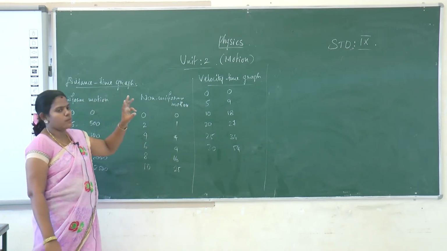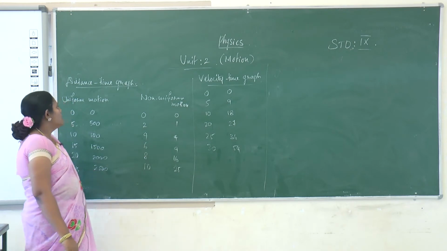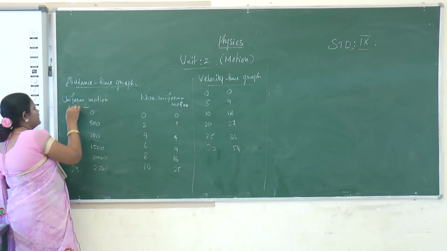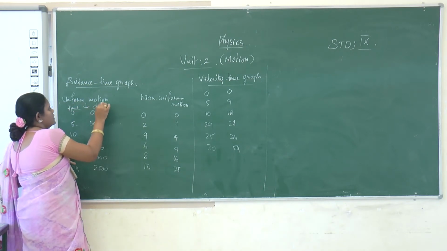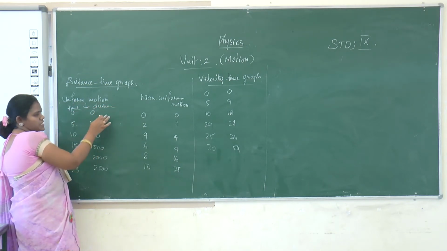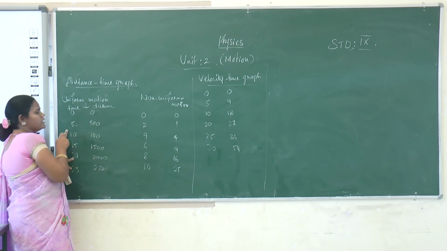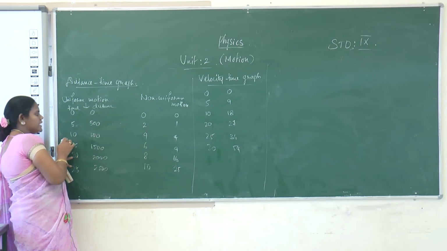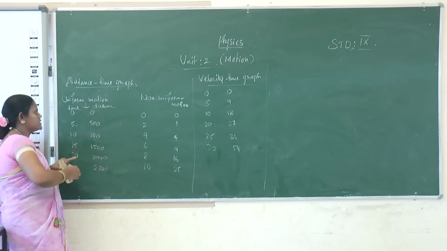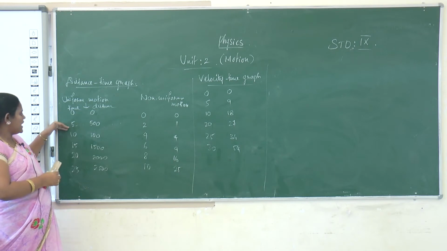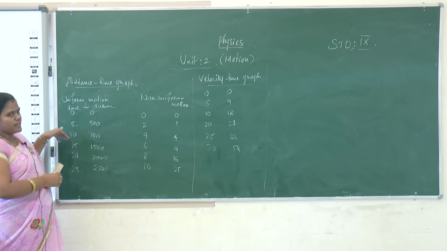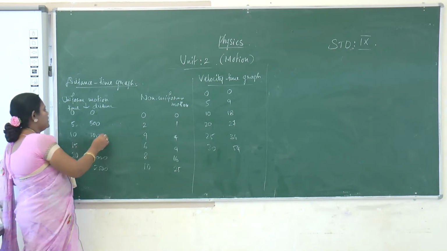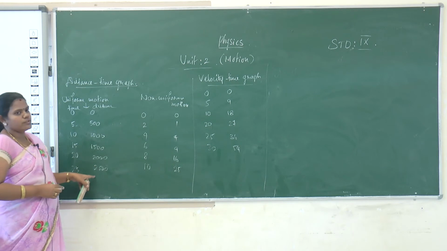There are two motions, one is uniform motion and the other is non-uniform motion. First I will take the uniform motion. The values given are the time and the distance. At time 0, the object covers 0 distance, and at 5 minutes the object covers 500 meters, and at 10 the object covers 1000 meters. The time increases 0, 5, 10, 15, 20, 25 regularly, and as well the distance 500, 1000, 1500, 2000, 2500.